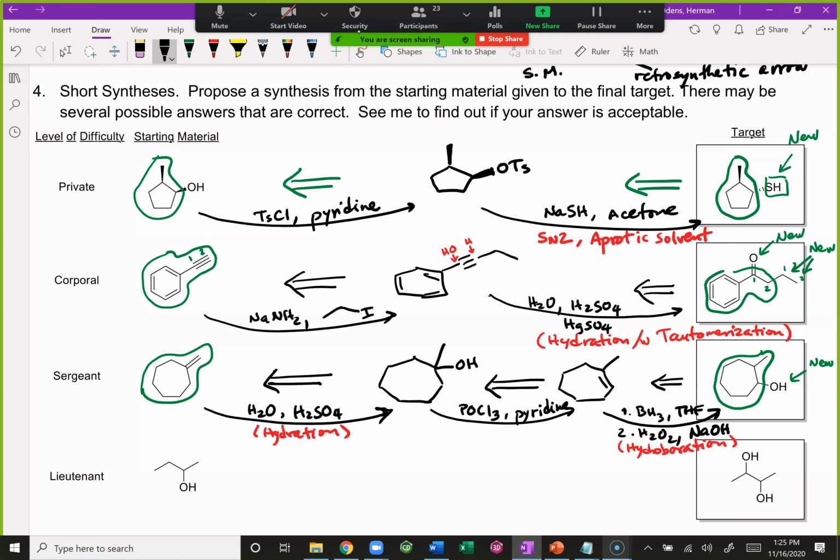All right, that makes an elimination. This is an E2, by the way. We're thinking, yeah, this will be an E2 reaction. How about you think of two that are E1s?